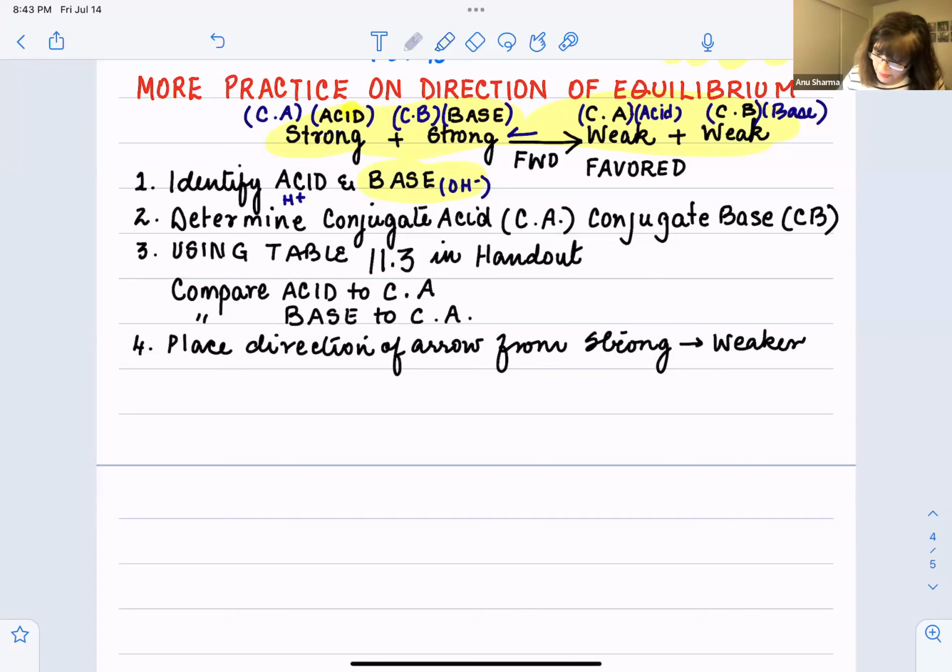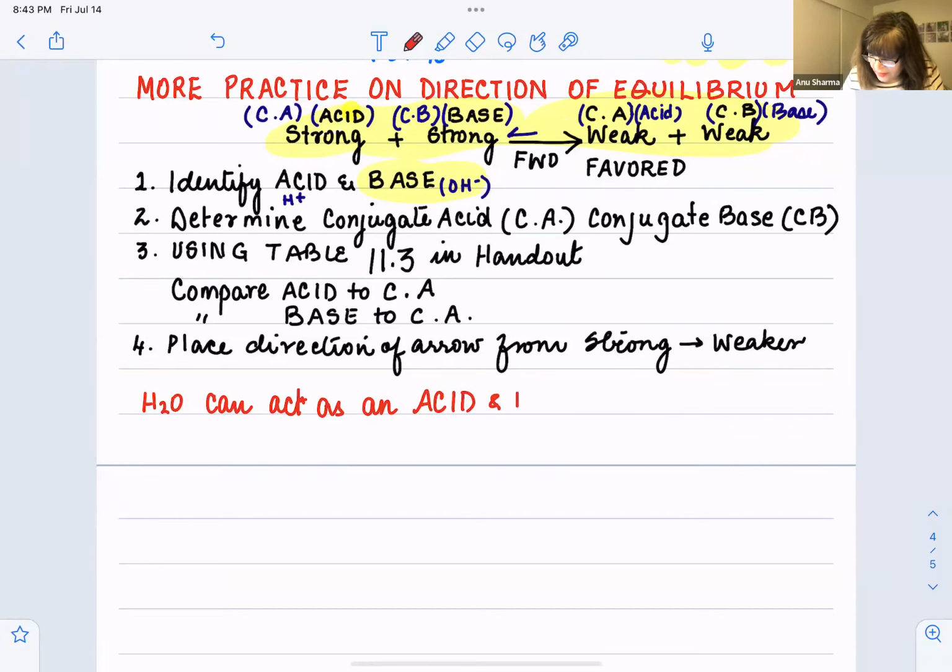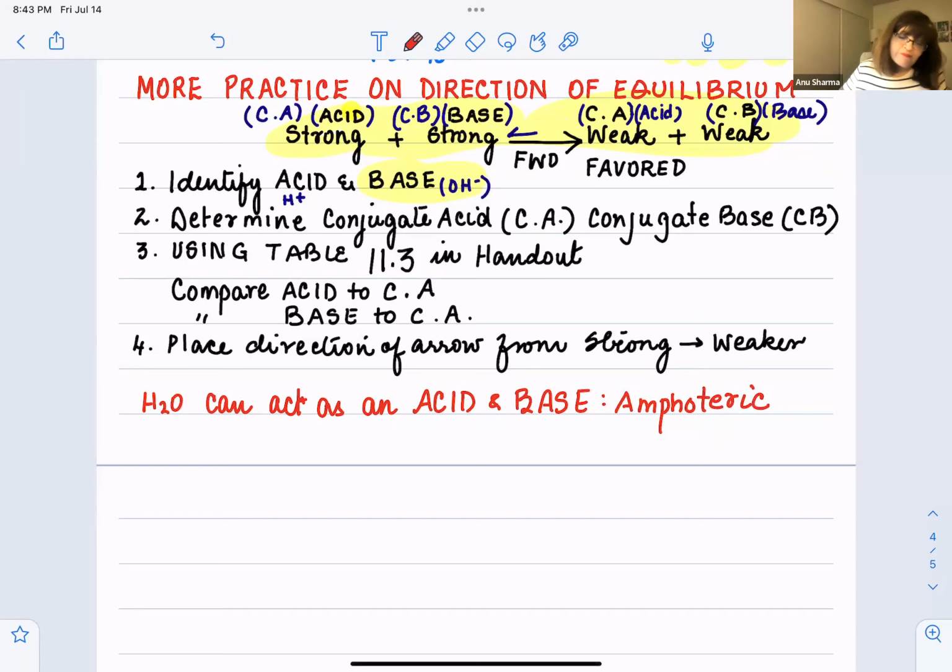Now, here's a tricky part. Never start with water. Water can act as an acid and a base, so it can go both ways. The nature of water, therefore, is amphoteric, A-M-P-H-O-T-E-R-I-C, amphoteric. Okay, so let me get a problem and then we will go from there. Just give me 1 second.